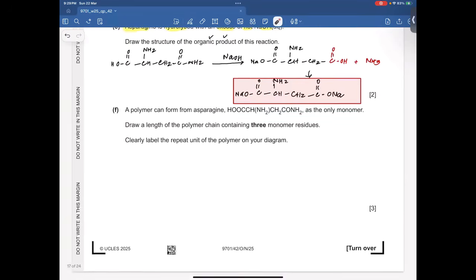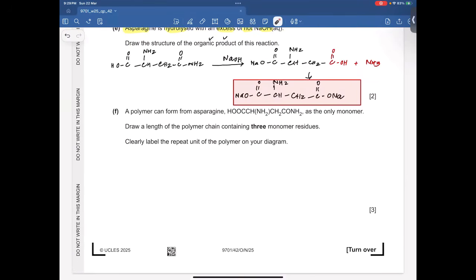Oh my goodness. A polymer can form from asparagine as the only monomer. So asparagine contains NH2 and CWH. And we know that both NH2 and CWH react together to give an amide. So I have to rearrange this molecule so that we can make a polymer in which we have 3 monomer residues. Okay, so I'm going to write 3 monomer residues. Not an issue.